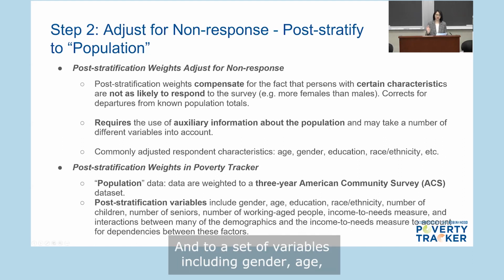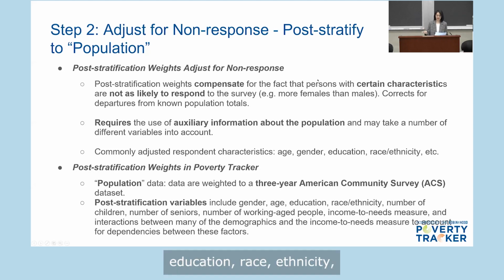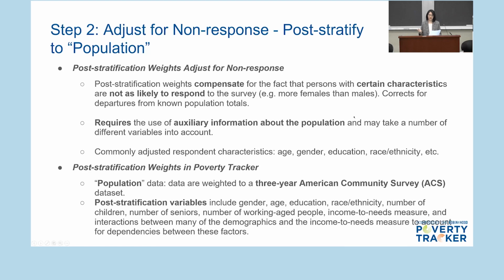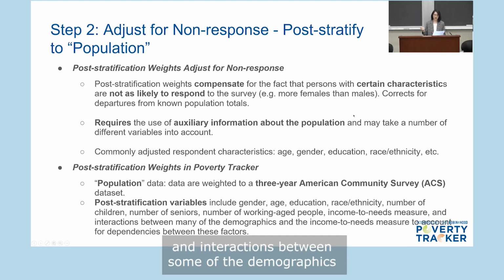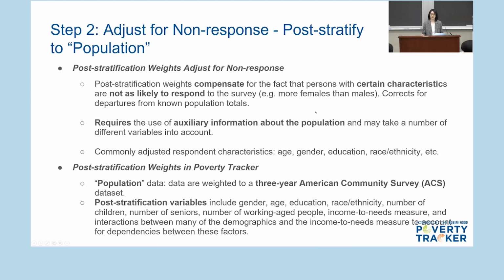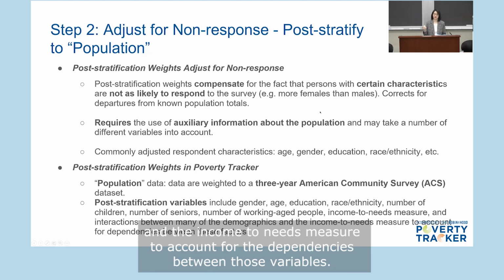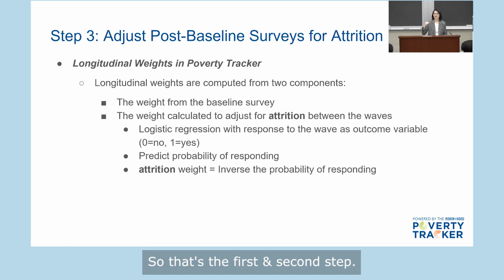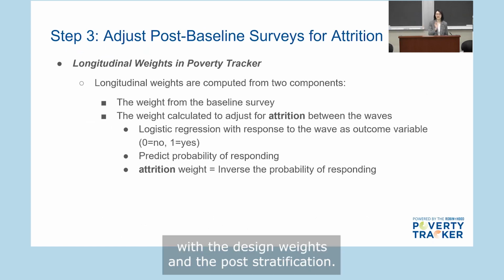And we post-stratify to a set of variables, including gender, age, education, race, ethnicity, number of children, number of seniors, number of working aged people, income to needs measure, and also interactions between some of the demographics and the income to needs measure to account for the dependencies between those variables. So that's the first and the second step, the design weights and the post-stratification.